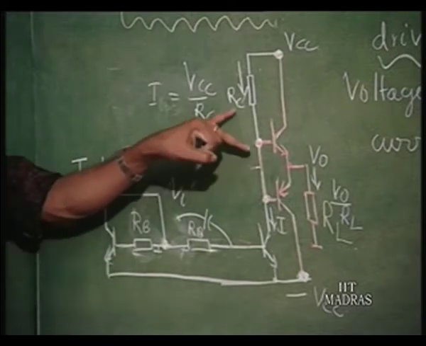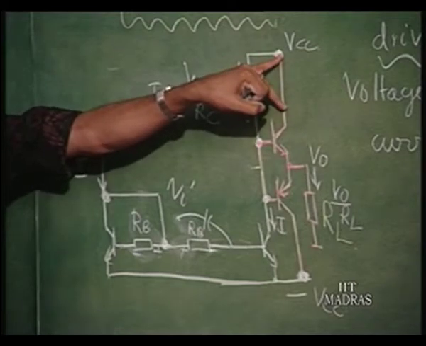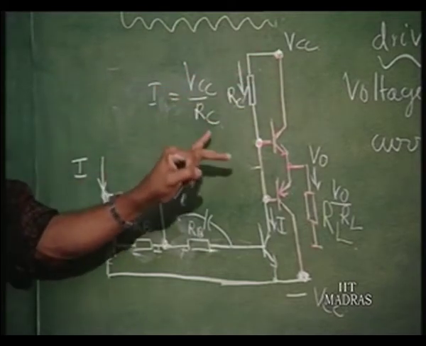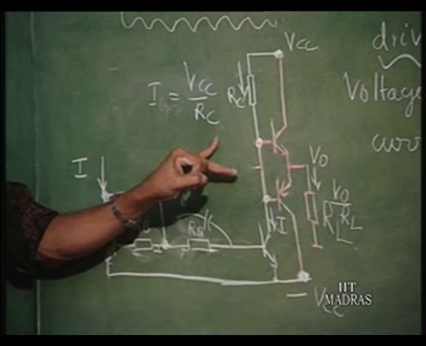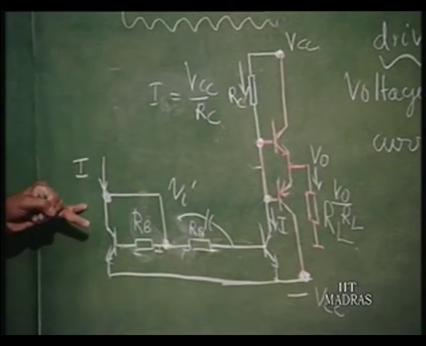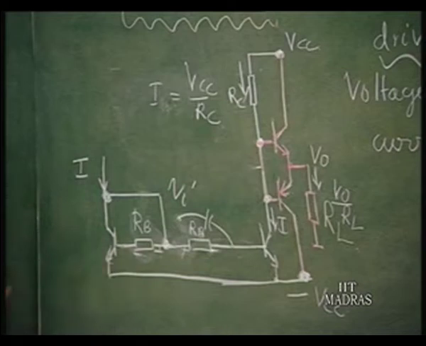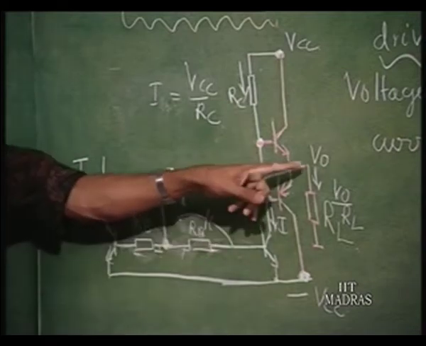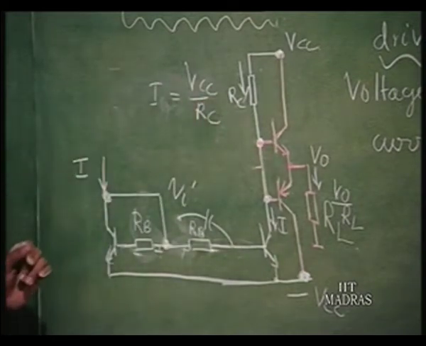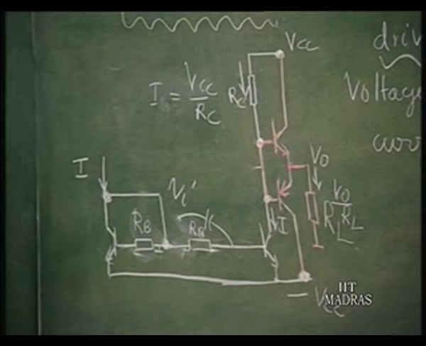Let us take an example. Rc is 10 K, let us say, and Vcc is 10 volts. So, Vcc by Rc is 1 milliampere. That means, I had to drive this by means of a 1 milliampere current. Is this clear? So, this is 1 milliampere current, then automatically the quiescent voltage here V naught is going to be at 0 volts. So, now it can drive swing fully up to plus Vcc and minus Vcc.